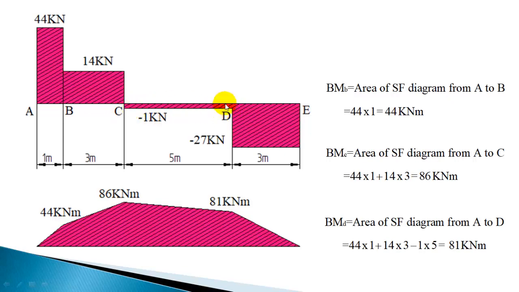This area is a negative area, so minus 1 into 5. The previous area, that is these two areas, you can substitute as 86 kilonewton meter. The additional area coming when you move to D is this minus 1 into 5, or 5 kilonewton meter. So totally, if you sum up, you will get 81 kilonewton meter. That is the bending moment at D.